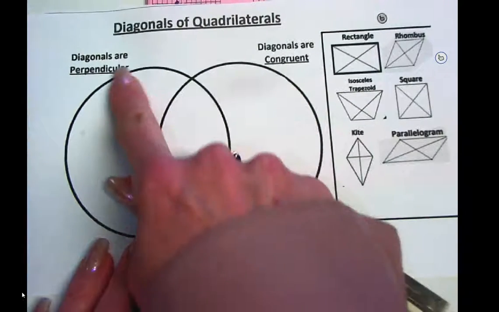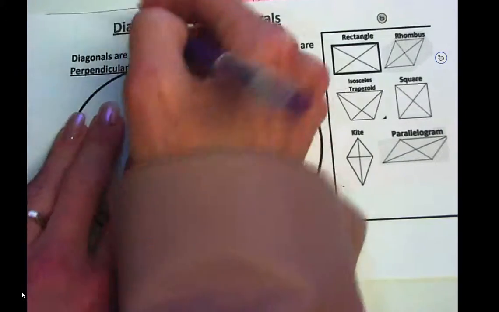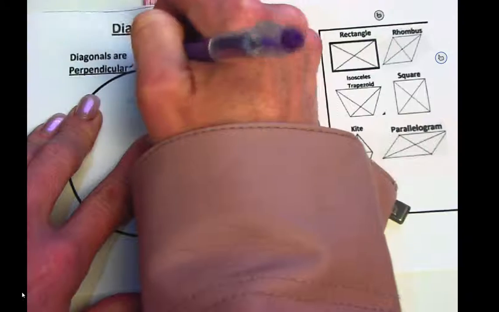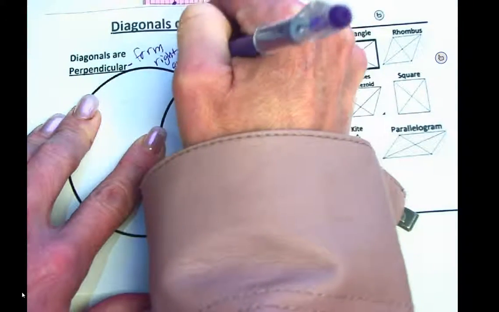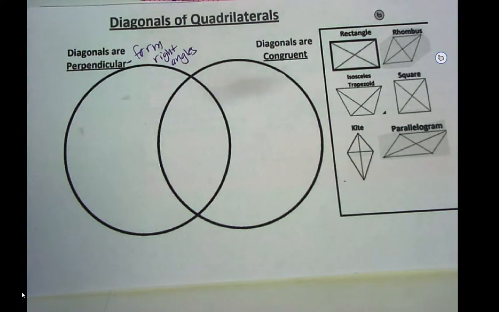Okay, so here we have diagonals are perpendicular. Let's write some notes here. Perpendicular means form right angles. Okay, if they're congruent, what does congruent mean?